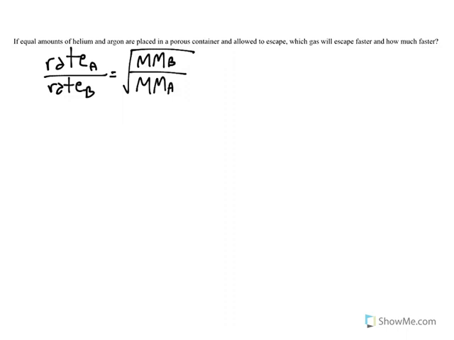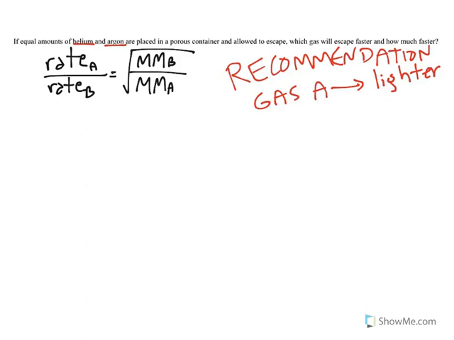Rates, we don't know. The question doesn't tell us how fast these gases are moving. Molar masses, we can find. Helium and argon. The question is, who's gas A and who's gas B? Recommendation: make gas A the lighter gas. Between helium and argon, we can get their masses from the periodic table and assign them. Rate of gas A will be helium, because that's the smaller mass, divided by the rate of gas B, which is argon.